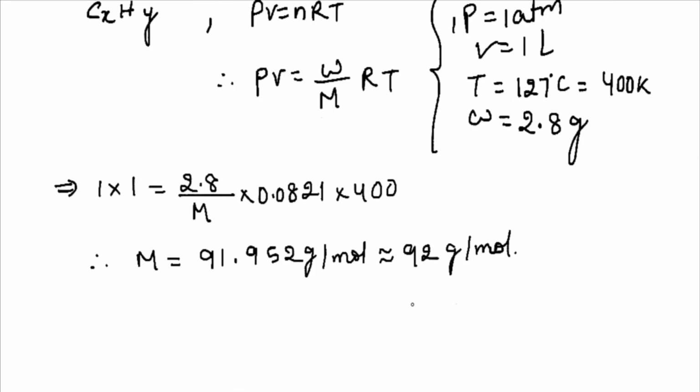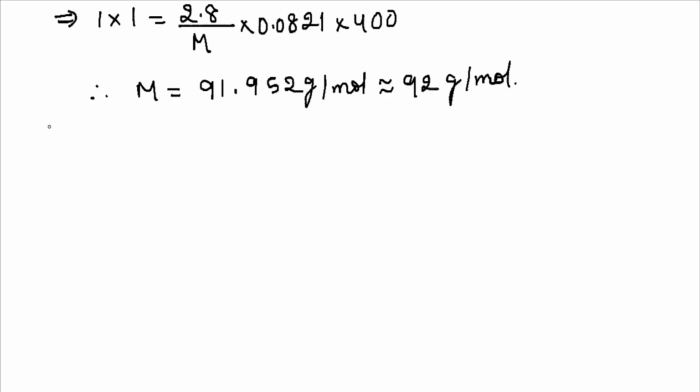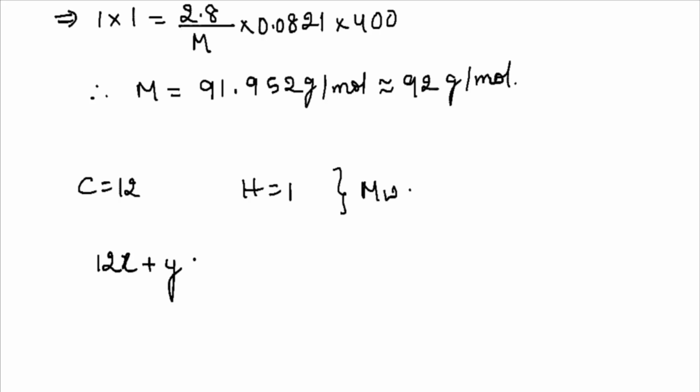Now we know that atomic weight of carbon is 12, and for hydrogen it is 1, right? Now we can write the equation for both of them. The equation will be 12x plus y for hydrogen, as we have taken CxHy, and this equals the total mass, that is 92. So the values of x and y will define how much carbon and hydrogen we have.